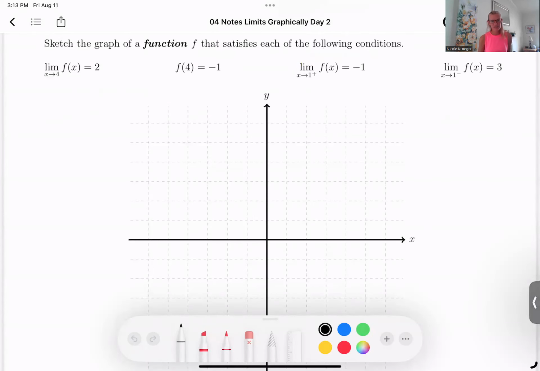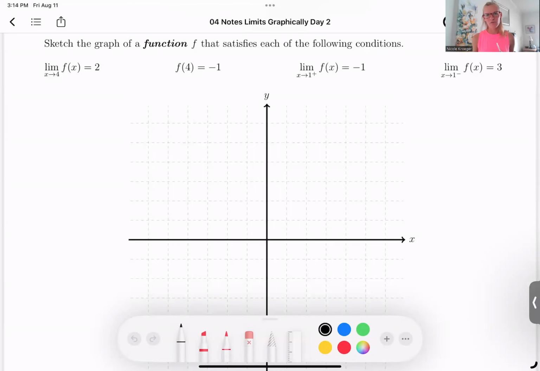So I have 4 different conditions that I'm working with here. I have the limit as x approaches 4 is 2. The value of the function at 4, f of 4, is -1. And then the right-hand limit as x approaches 1 is -1. And then the left-hand limit as x approaches 1 is 3. So that's the information I have. I have to figure out how I put this all together. And the key thing here is I'm graphing a function. And so we'll talk about how we have to put these pieces together to get that.